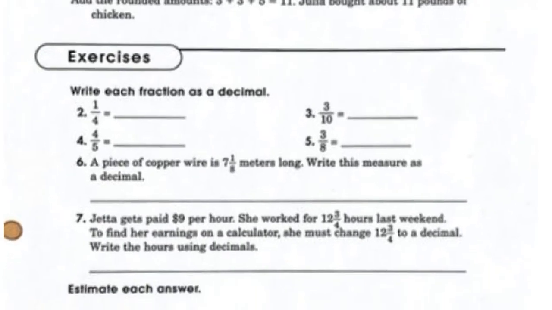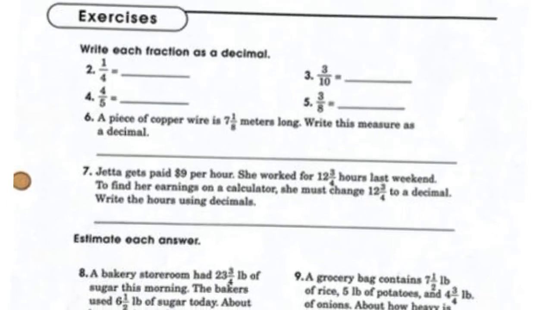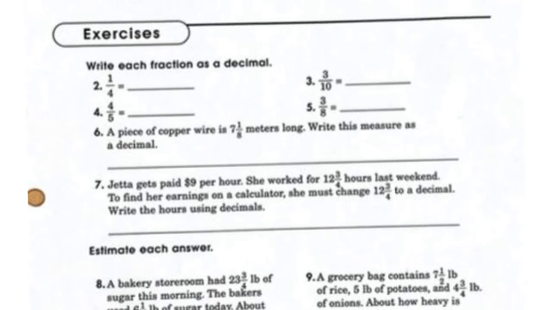When you come down to the exercises, it says write each fraction as a decimal. So what you are going to do is use your calculator, use your resources, guys, whether it's your iPad or the handheld. Take 1 divided by 4, and you get an answer of 0.25. Notice I put the 0 in front of the number to hold the decimal place.